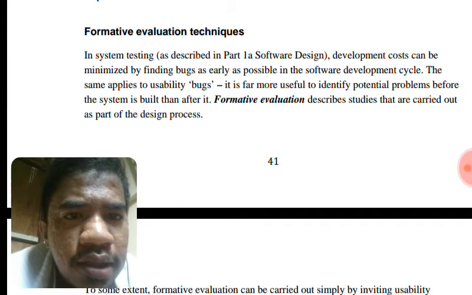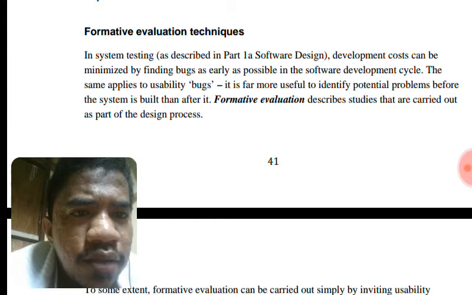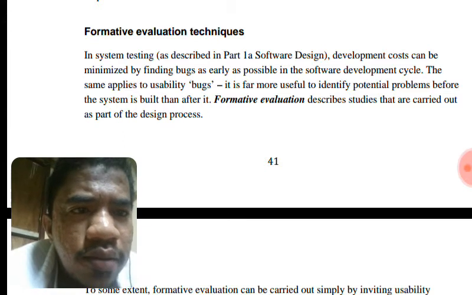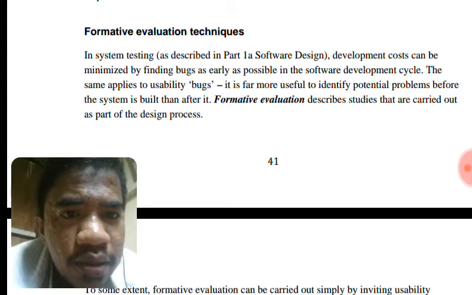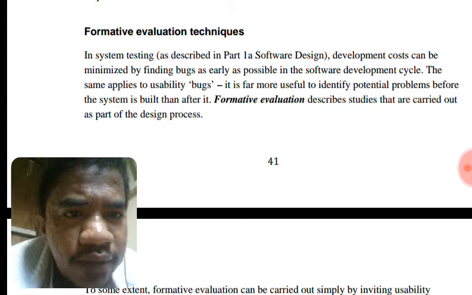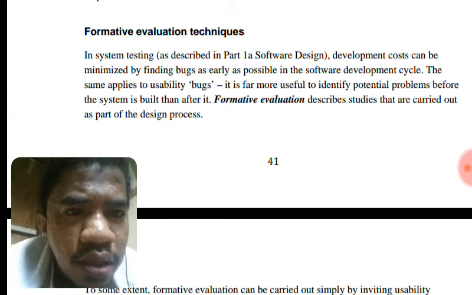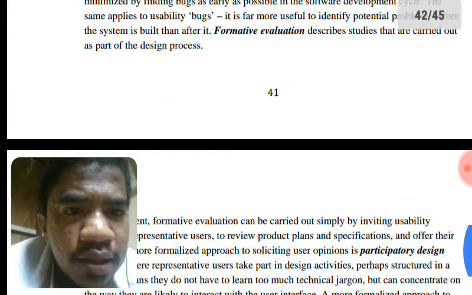Formative evaluation. As with system testing, as described in Part 1A on software design, development cost can be minimized by finding bugs as early as possible in the software development cycle. The same applies to usability bugs. It is far more useful to identify potential problems before the system is built than after it. Formative evaluation describes studies that are carried out as part of the design process.